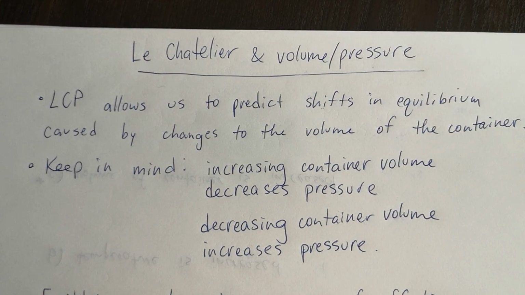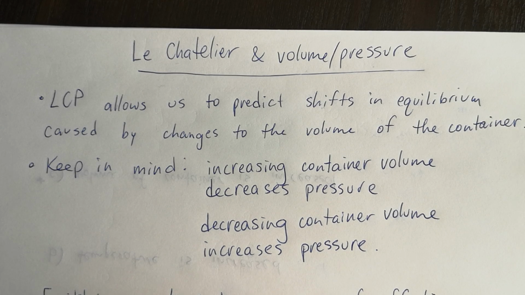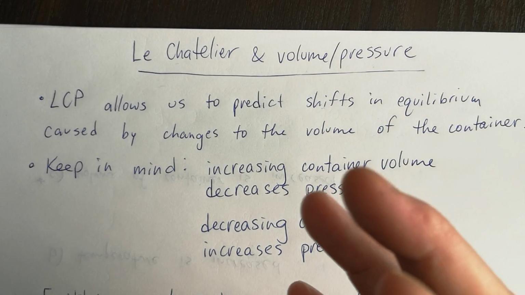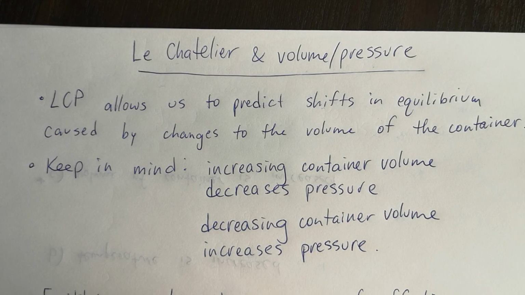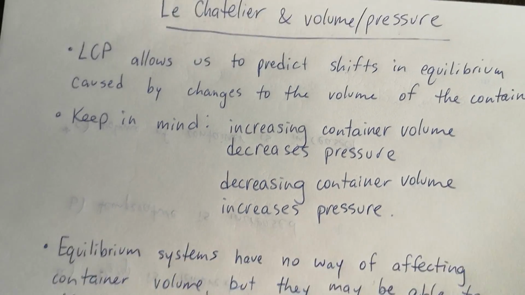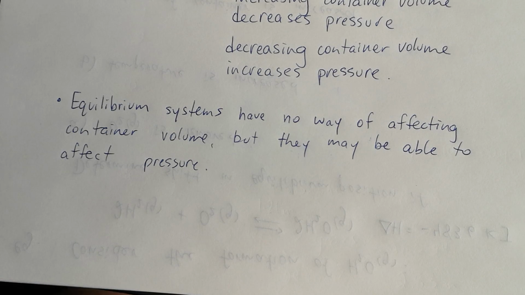Le Chatelier's principle allows us to predict shifts in equilibrium when the volume of the container containing the system changes. But what we have to keep in mind is that increasing container volume decreases the pressure. I hope that makes sense. That's from Chem 20. If you squeeze the container, so decrease its volume, the pressure will increase.